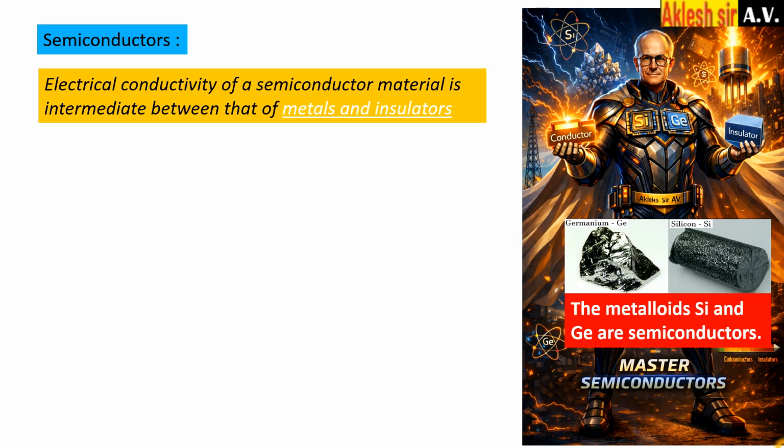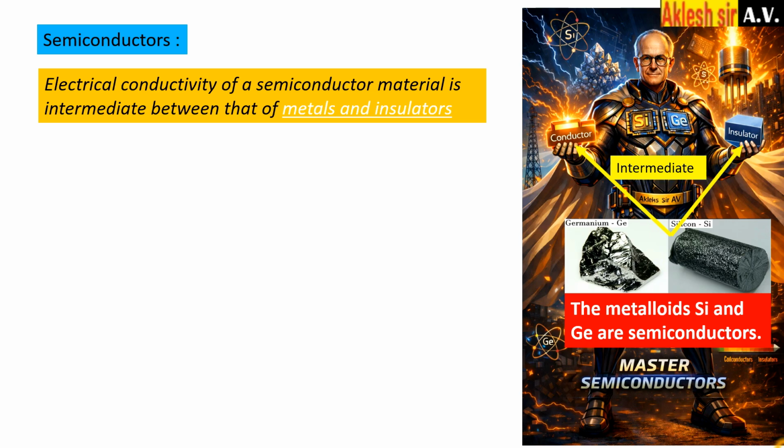This is a metal and this is a semiconductor, and their conductivity is intermediate between conductor and insulator. It is not like a conductor, not like an insulator. It is intermediate because a conductor has a large number of free electrons. This does not have that many free electrons. Very few electrons are there. And sometimes this silicon can behave like an insulator also.